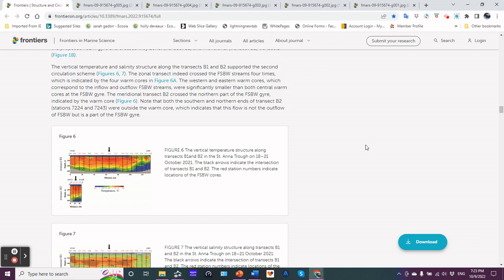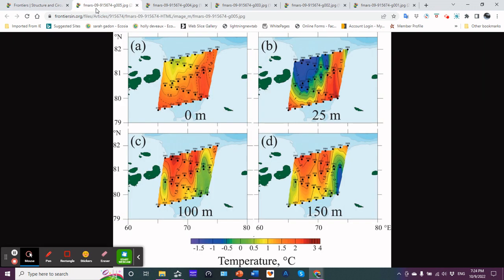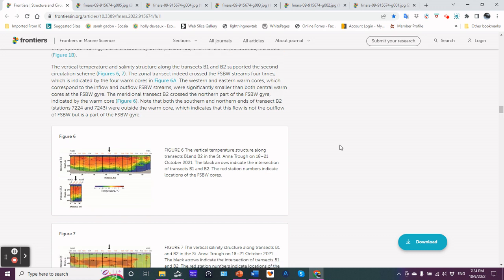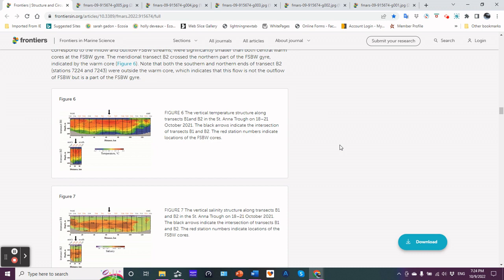The zonal transect indeed crossed the FSBW streams 4 times, indicated by the 4 warm cores in figure 6a. So they are now referring to these warm cores right here, most likely. But figure 6 will show it a bit better. Note that both the southern and northern ends of transect B2 were outside the warm core, which indicates this flow is not the outflow, but part of the gyre. Okay, let's take a look at figure 6.